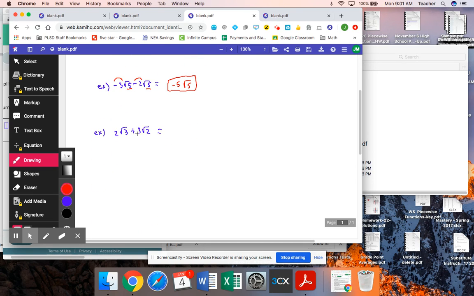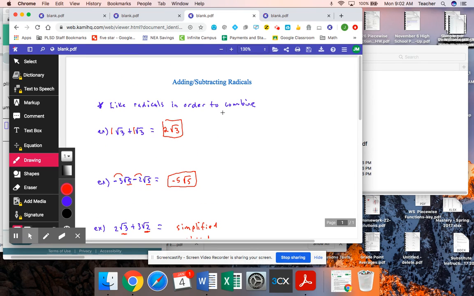In this example right here, I have a radical 3 and a radical 2. Those are not the same. I cannot combine those, so these are simplified already. I cannot combine those at all. Cannot combine those.